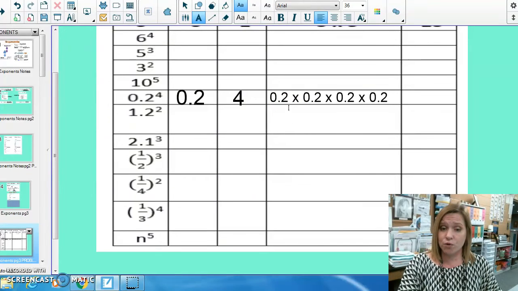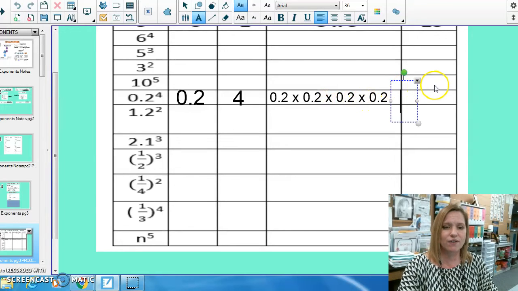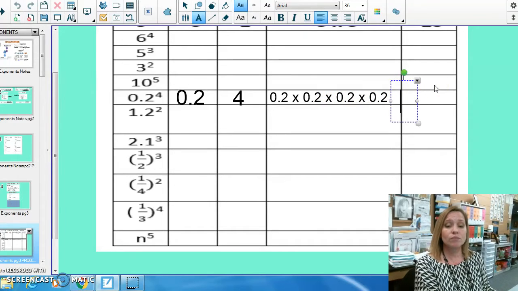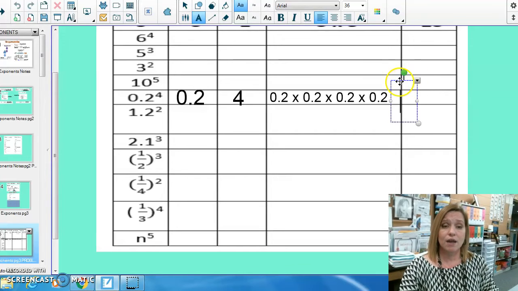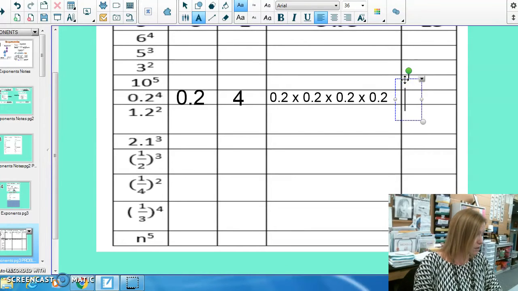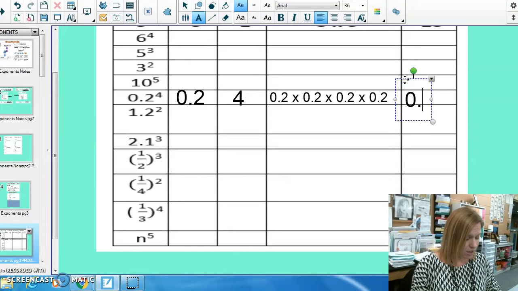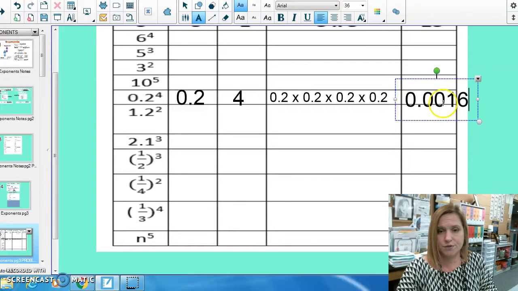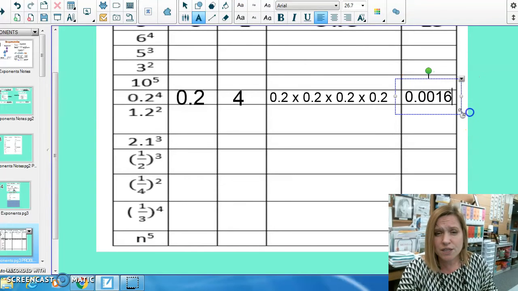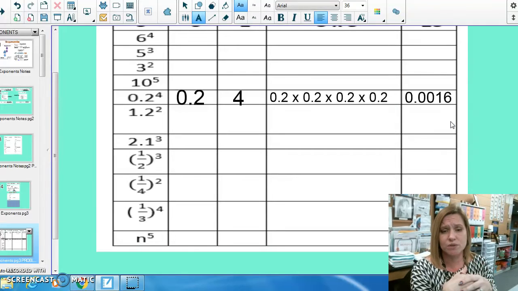So now's really an important time to use your calculator to help you. Put 0.2 times 0.2 times 0.2 times 0.2, say that 10 times fast, in your calculator. And if you want to try it real quickly, pause the video. Otherwise, here is the answer. The answer is 0.0016.